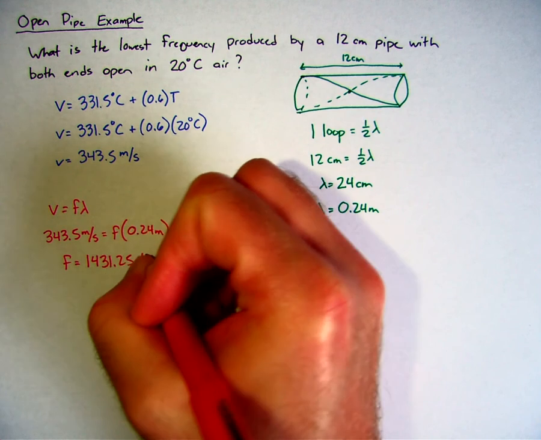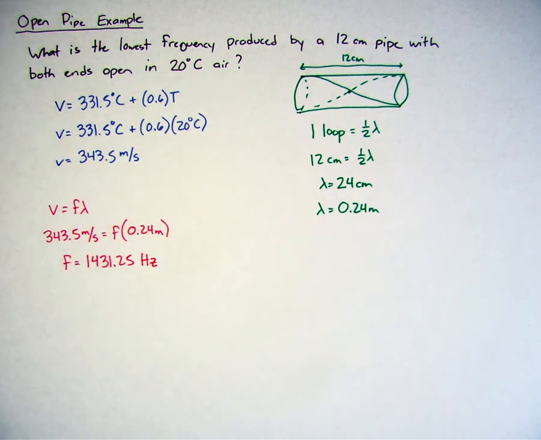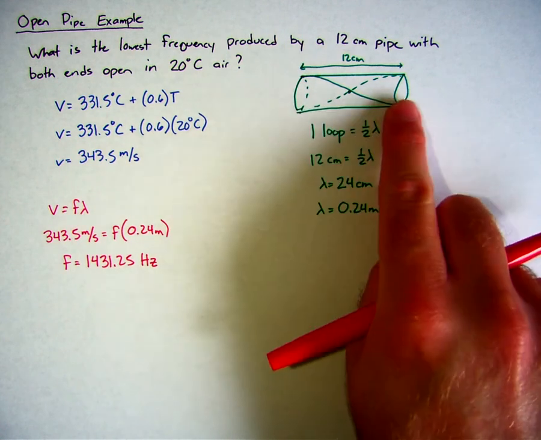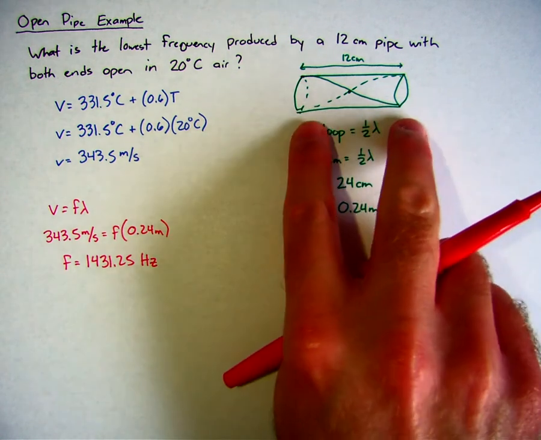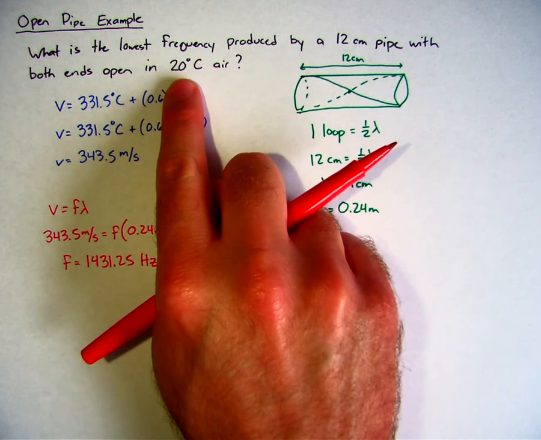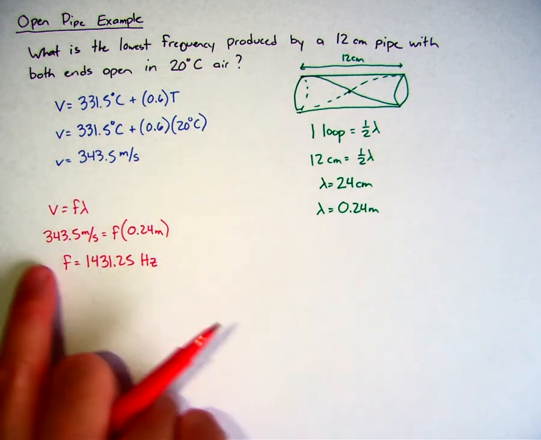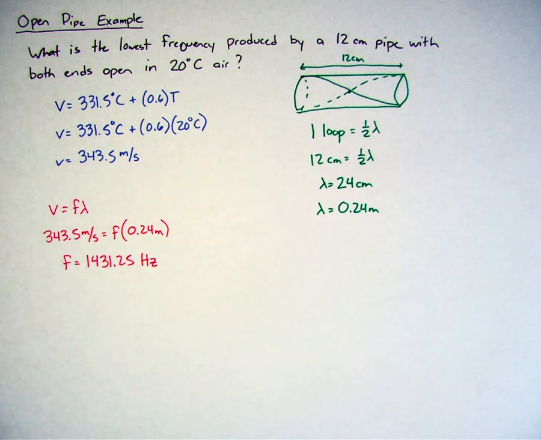1,431.25 hertz. So if I actually created a tube that's 12 centimeters long, that's open on both ends, and if I had 20 degree Celsius air, I would actually produce a sound in there, a standing wave of 1,431.25 hertz. That's the answer.